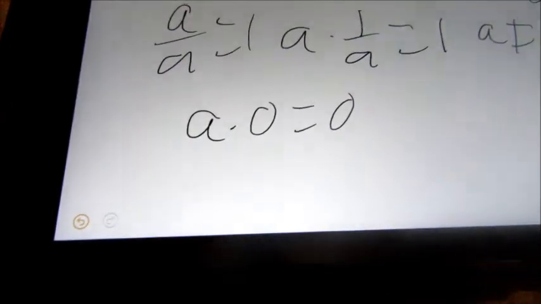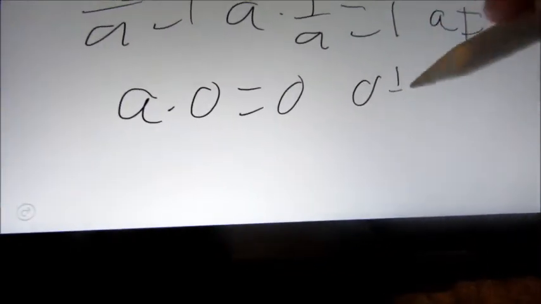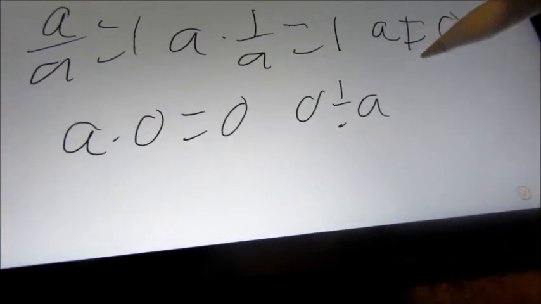Another thing to note is, and we've done this a little bit before, a times 0 equals 0. Anything times 0 equals 0. 0 divided by anything equals 0. And anything divided by 0 equals undefined or does not exist.